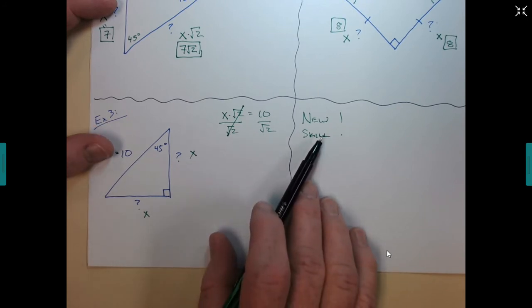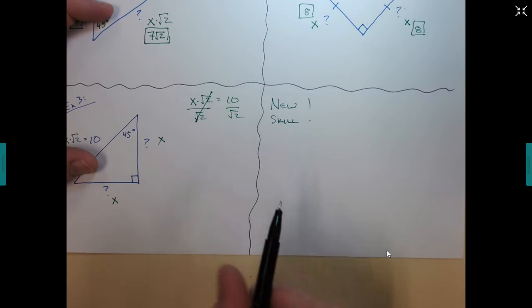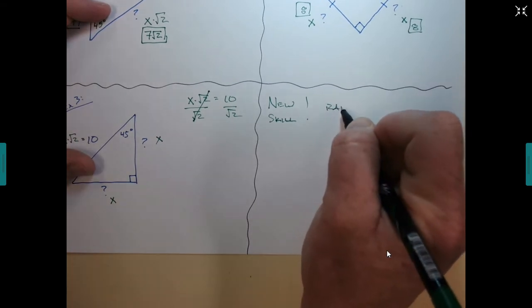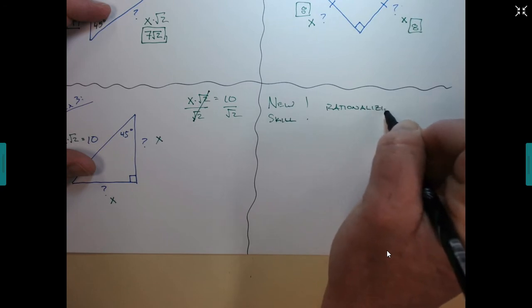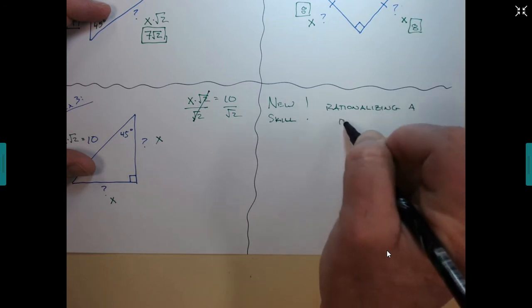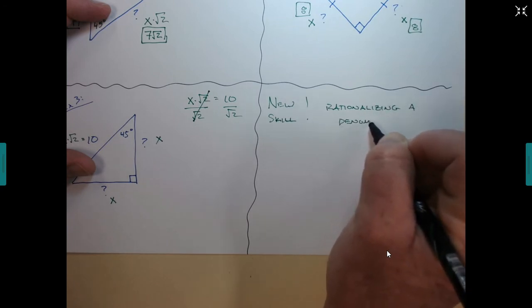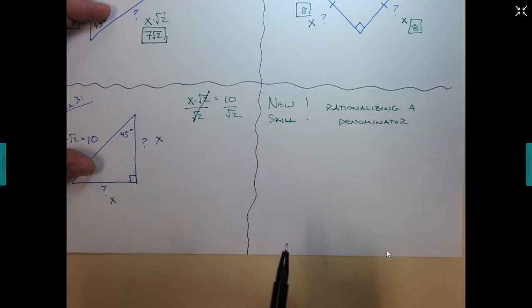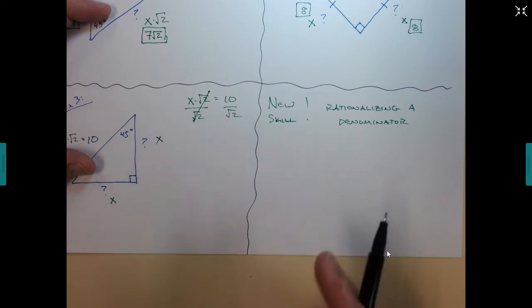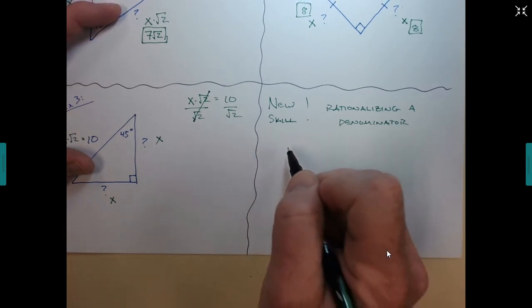So you need to learn a new skill, all right? This is called rationalizing a denominator. A denominator is the bottom part of the fraction. We're going to try and rationalize this because we're not allowed to leave a radical like that.